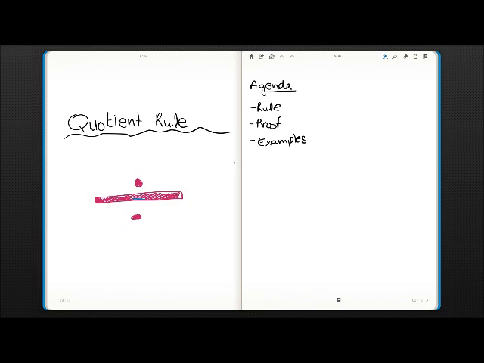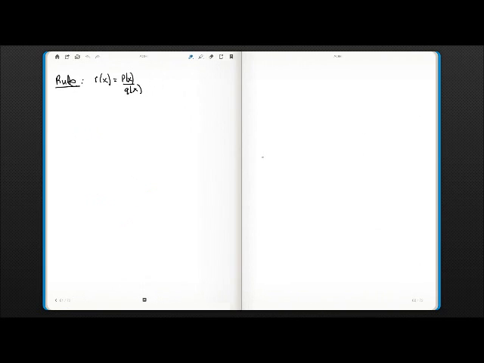Hello and welcome to today's video. In this video, I'll be talking about the quotient rule. So basically, I'll be going over the rule, followed by the proof, and then a few examples. So let's start. The rule.